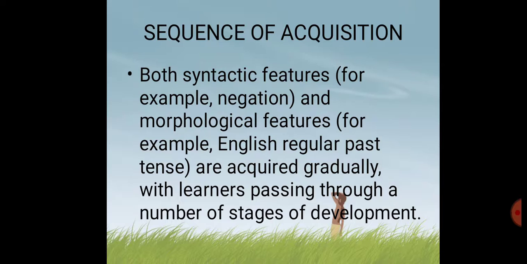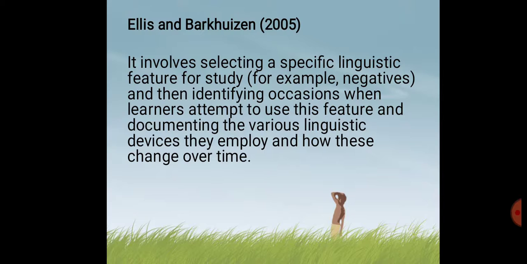In the ebook of Oxford by Ellis and Ferguson, they provide a detailed account of this type of analysis. It involves selecting a specific linguistic feature for study. Such analysis can show how learners shift from the predominant use of one device at one time to another.